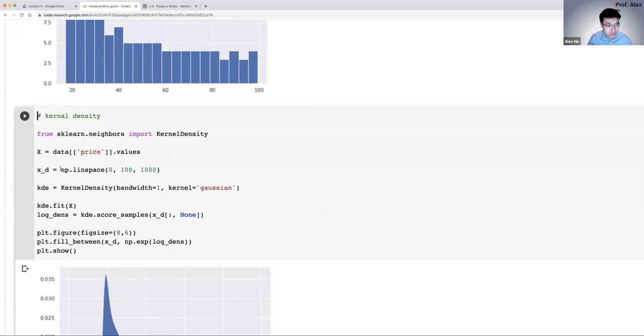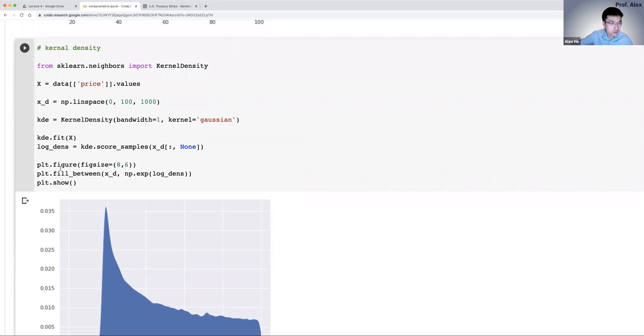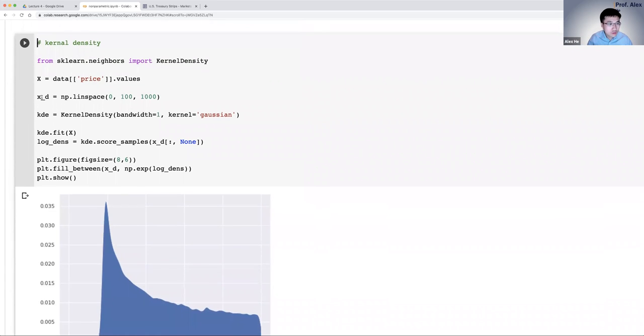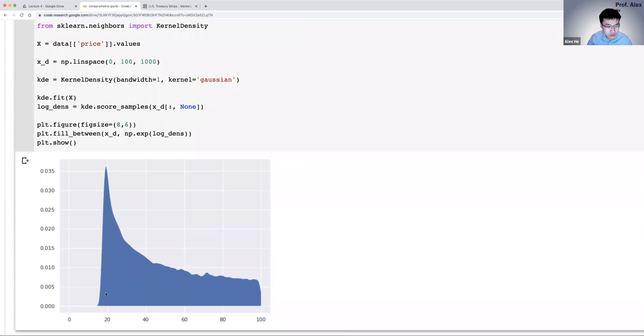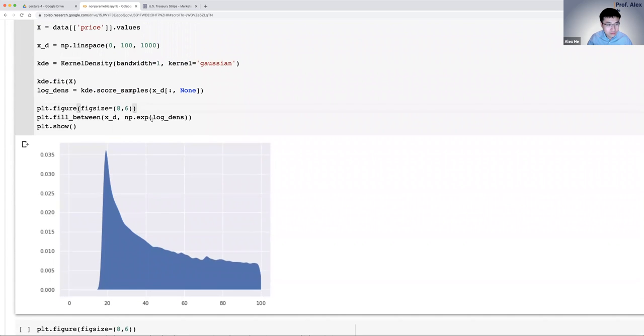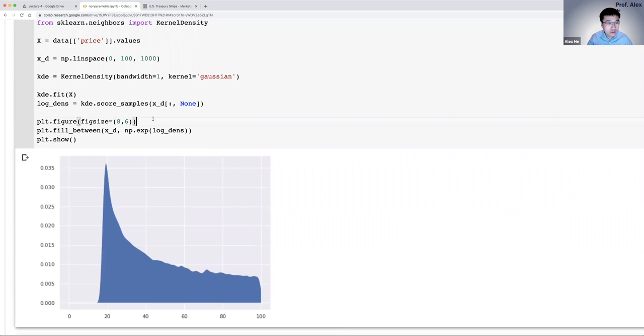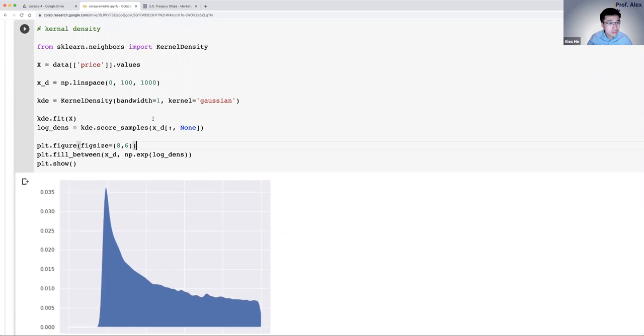And basically what this does is, it has 1,000 points between 0 and 100. And then for each of these 1,000 points, I'm calculating what the kernel density is. Okay, so that estimates the kernel density. And then you can plot that density. And the important thing here is also you need to specify the bandwidth, okay?